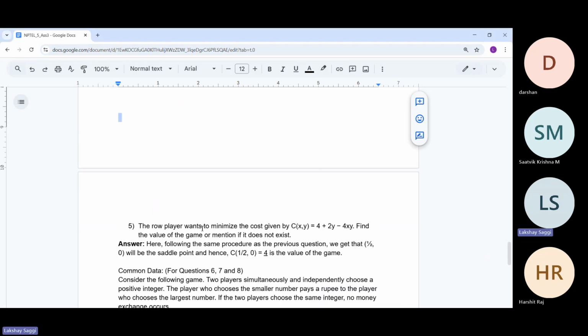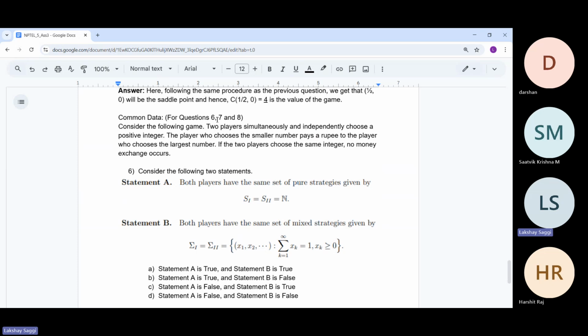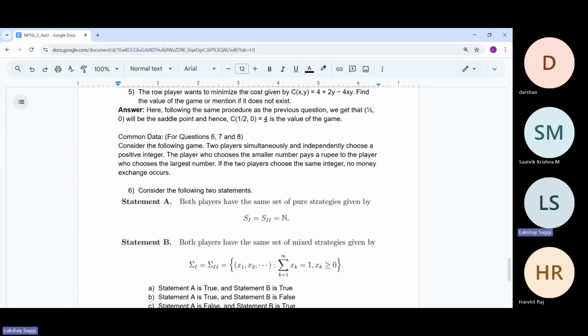But other than that, let's move on to the sixth question. So basically, this is the last question set for the day: sixth, seventh, and eighth. And I believe we'll get over with them fairly soon.